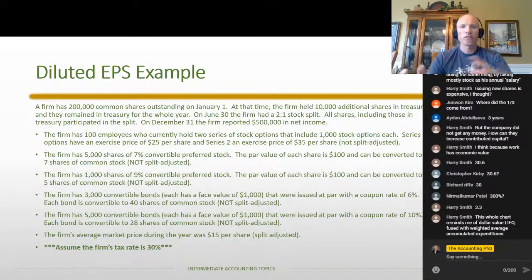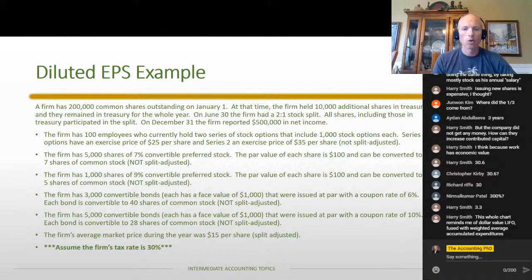All right, so this is a very lengthy example, and this is in your notes, so don't worry about copying all of this down. This is a situation where I've given you everything that I can possibly give you. It's all thrown into one massive problem. The test will not have a massive problem like this. We're going to have bits and pieces where you have to know how to do each bit and piece, but I'm not going to have you do this exhaustive diluted earnings per share calculation on your exam.